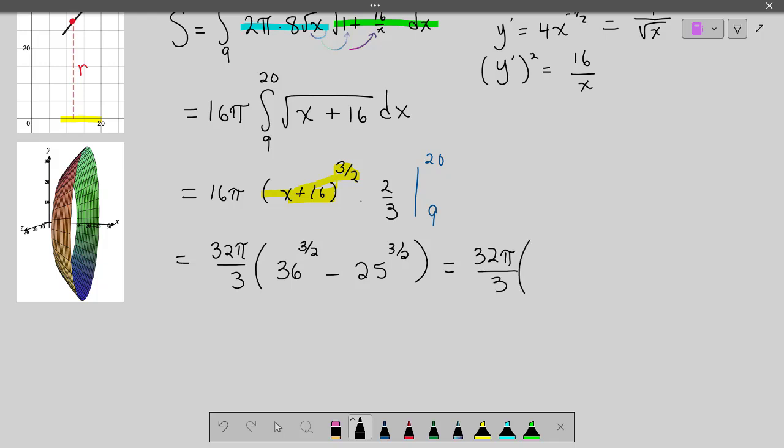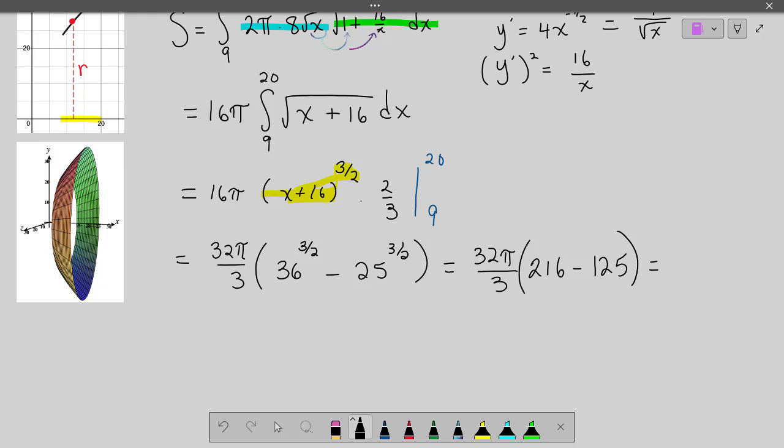Square root of 36 is 6. 6 cubed: 6 times 6 is 36, times 6 is 216. So we're going to have 216 minus the square root of 25, which is 5. 5 cubed: 25 times 5 is 125. So 125 plus 16, 91.